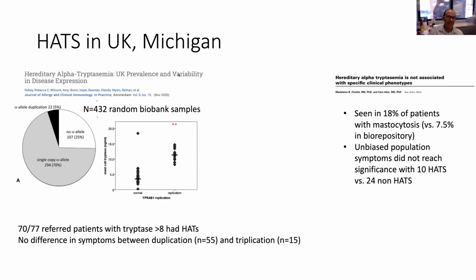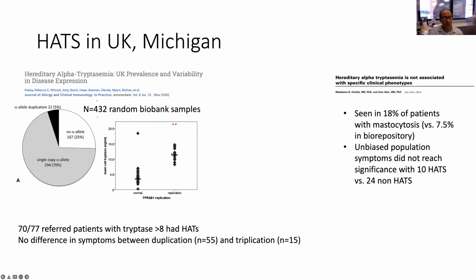But just to point out that in a biobank study, just about everyone with a tryptase above 8 had TPS-AB1 duplication, whereas in the normal population, very, very few did, with one exception who may have not known it, but may have had mastocytosis.